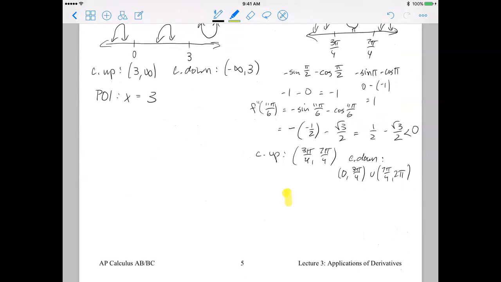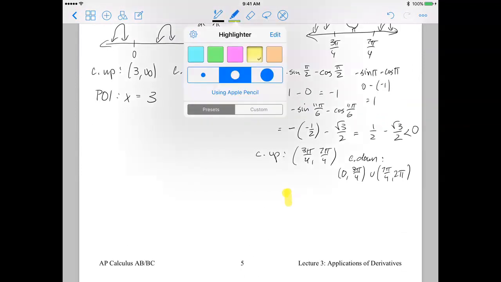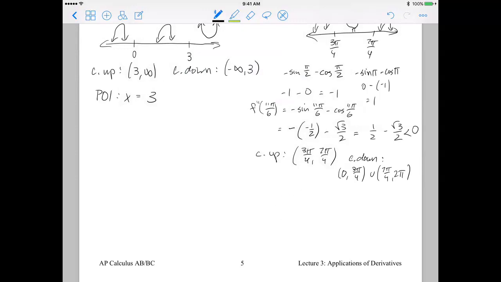And then there were points, whoops, let me go back to the pen here, not the highlighter. There are points of inflection wherever the second derivative changed signs, which would have been at x equals 3 pi over 4 and also 7 pi over 4.